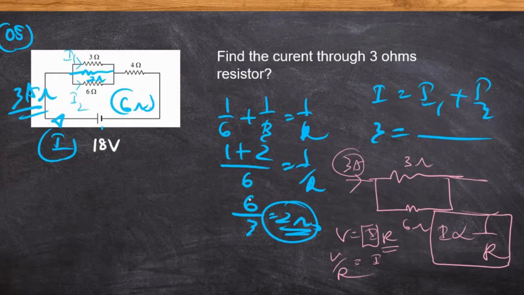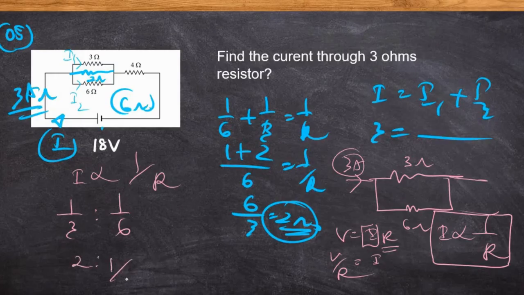Now let's use the proportionality. I is proportional to 1 over R. So 1 over 3 is to 1 over 6 is the ratio in which current flows. I'll multiply this by 6 and you get 2 is to 1. That's the ratio, so 2 over 3 and 1 over 3. That's the fraction. Multiplied by 3, I get 2 amperes and 1 ampere.